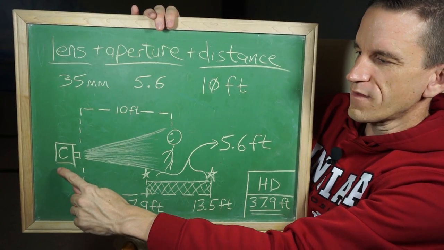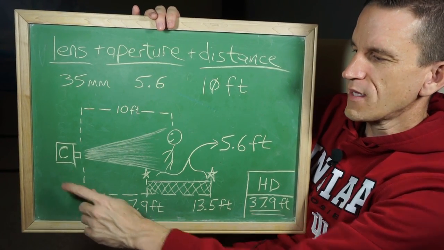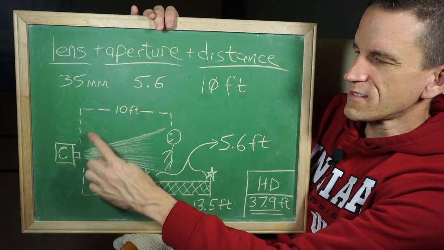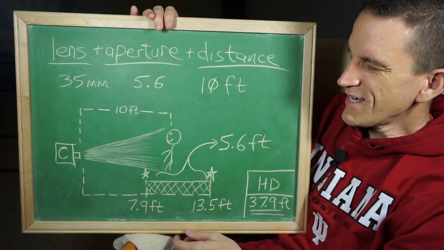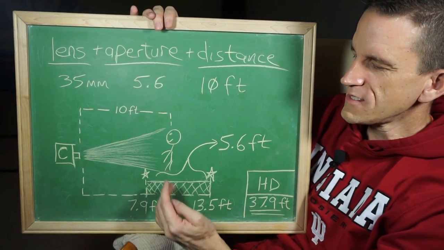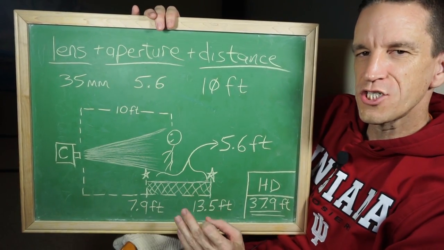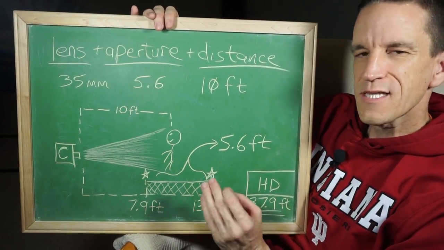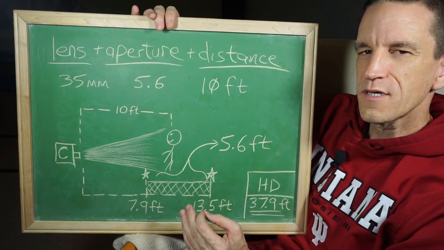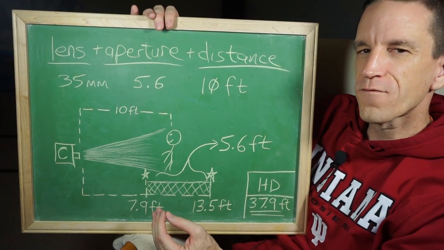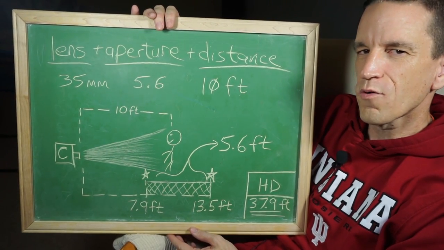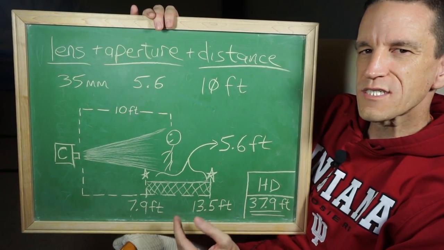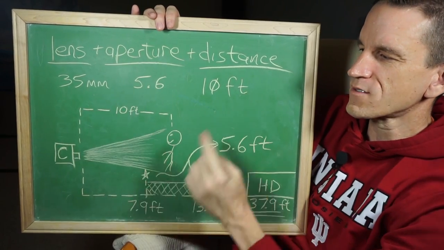Well, here we go. This right here denotes our camera. And so our camera, again, is 10 feet away from our subject, and I just drew a stick figure here. And what this means is that when you focus, and this is a general rule of thumb, roughly 1/3 of your focal plane will be in front of your subject and 2/3 behind. Now, that's a very general rule of thumb, and that will slide depending on these factors up here.